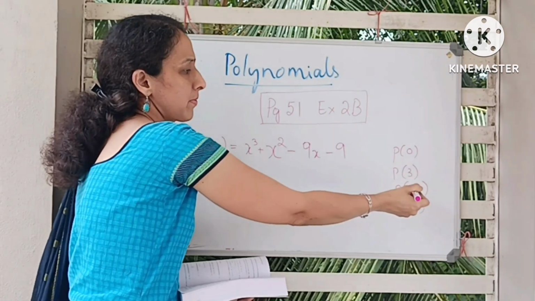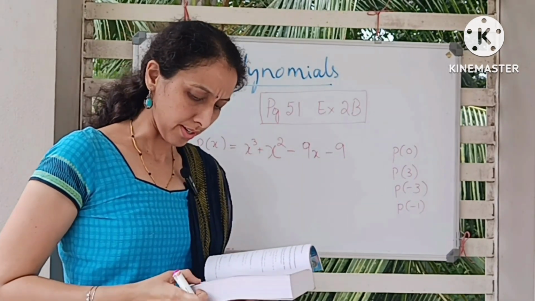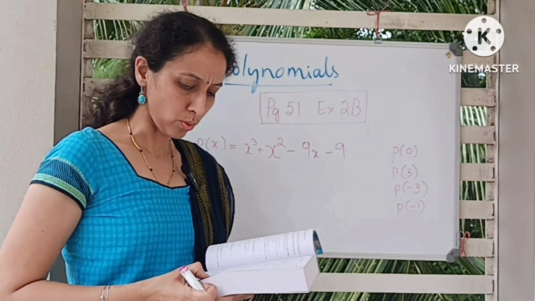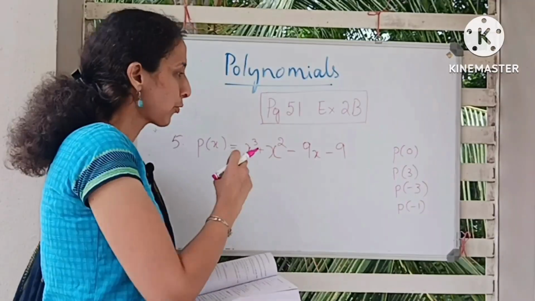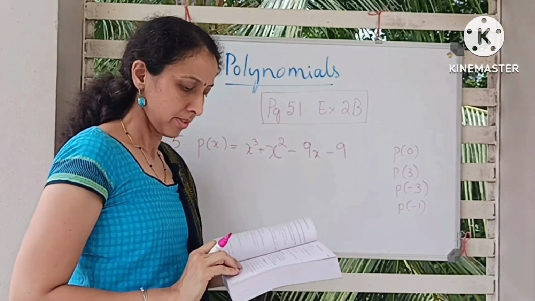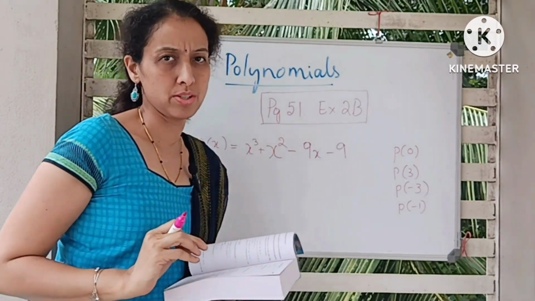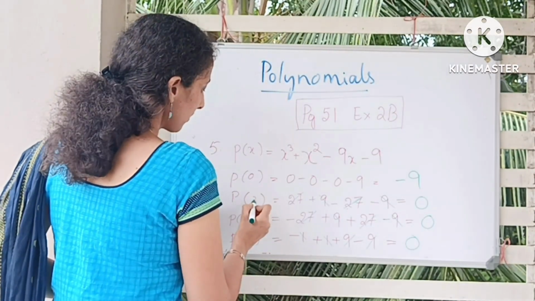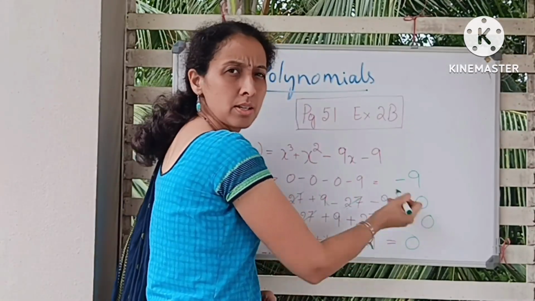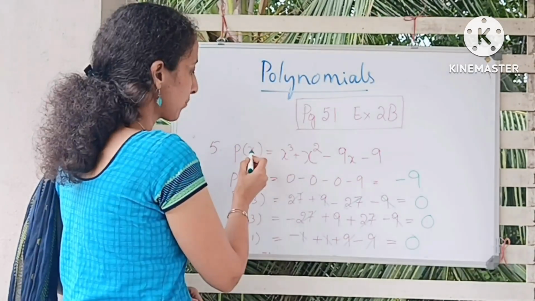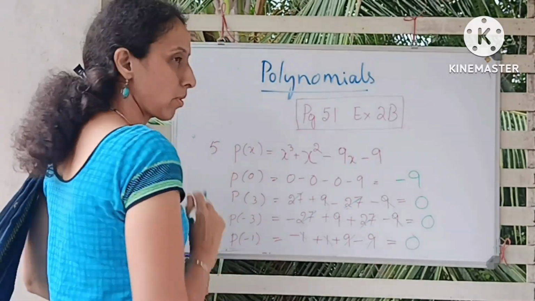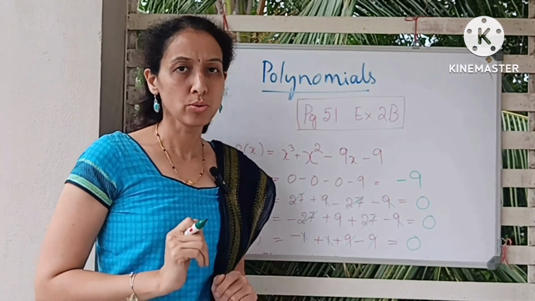The fifth problem is this. We need to find P of 0, P of 3, P of minus 3 and P of minus 1, and what do you conclude about the zeros of P of x? Is 0 a zero of P of x? Follow the steps properly. I will directly write the answer and give the answers of the last two questions. Here we can see that for the value 3, minus 3 and minus 1 for x, the whole polynomial becomes 0. So the value of x at which the polynomial becomes 0 is called the zero of the polynomial or root of the polynomial.